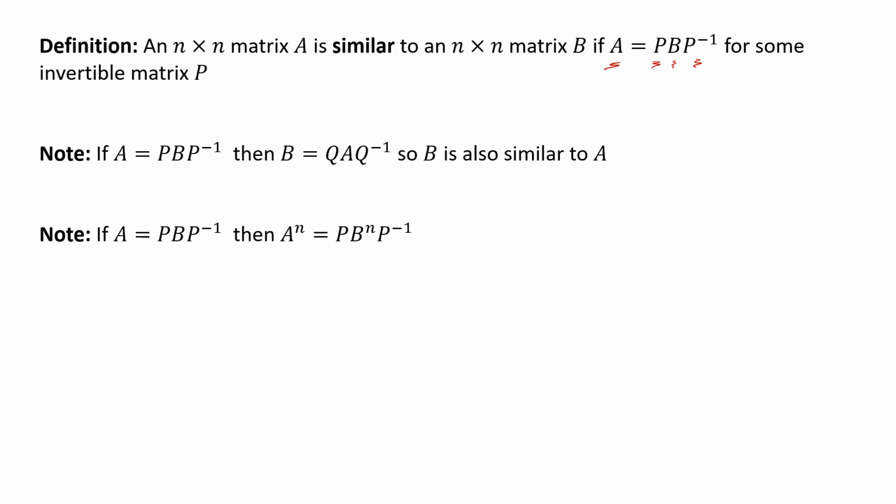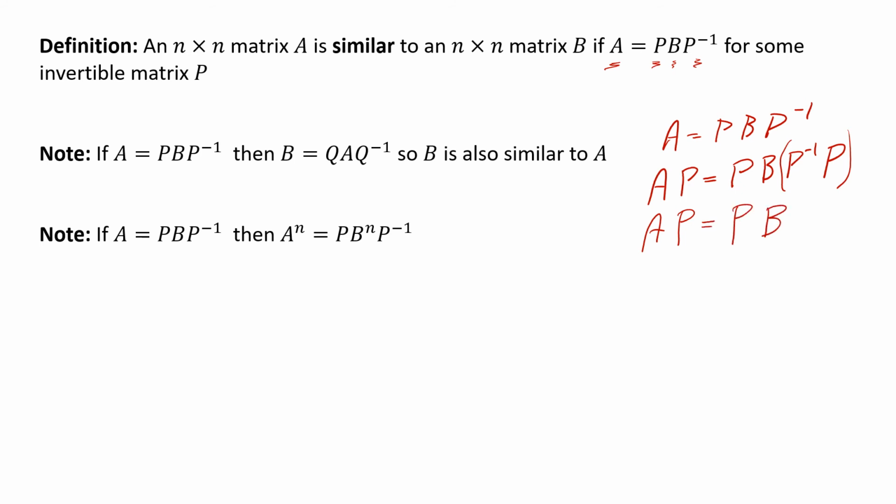One thing to note is that if A is similar to B, we also think that B is similar to A. Why is that? If we have A equals P times B times P inverse, multiply both sides by P. We have A times P is equal to P times B times P inverse times P. Well, that's just the identity. So that means that A times P is equal to P times B.